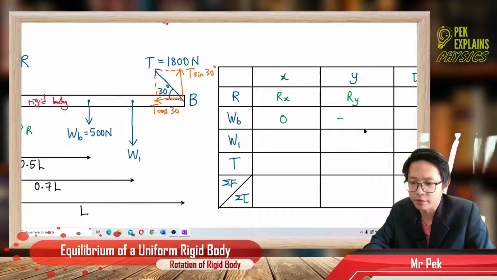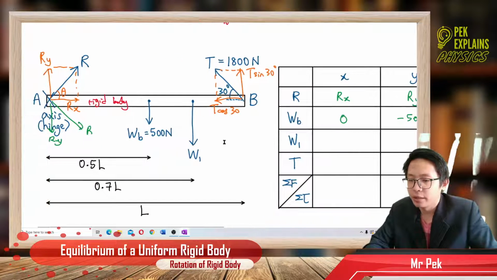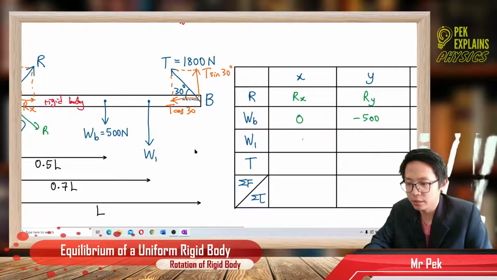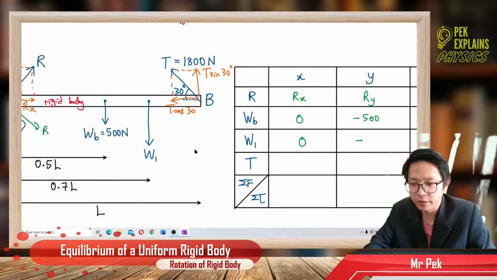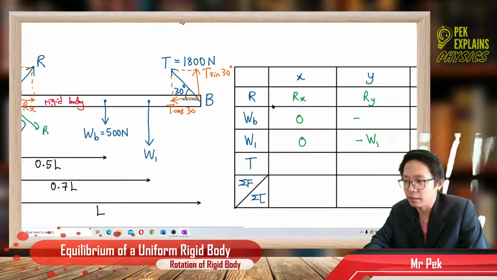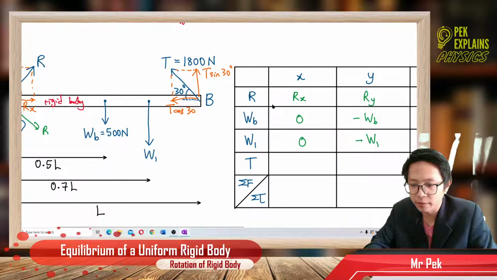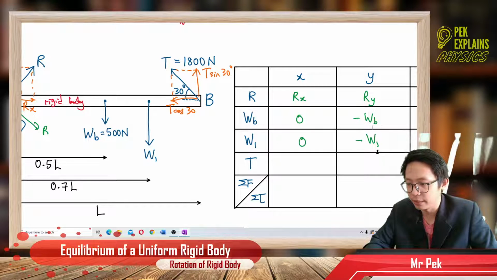I think can just put the value negative 500 Newton. And then what else? The weight one, I don't have the value, but I know it's going down. So this one here, put no x component, but just y component. The weight one is definitely going down. Just put W1. I think I better put this one as WB first. WB. Okay. W1 is definitely going down, so it's negative W1.